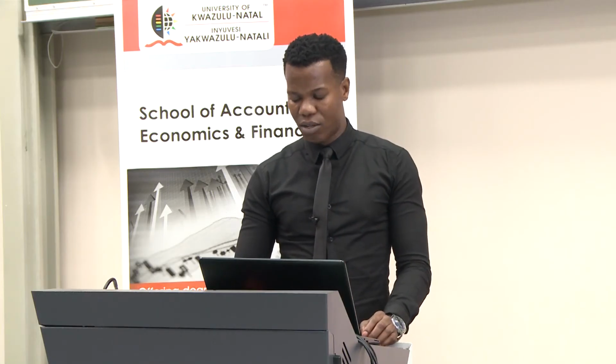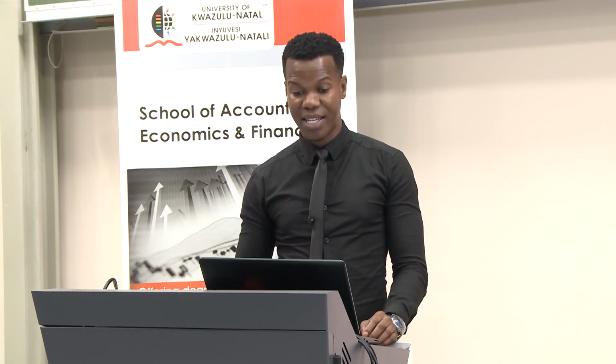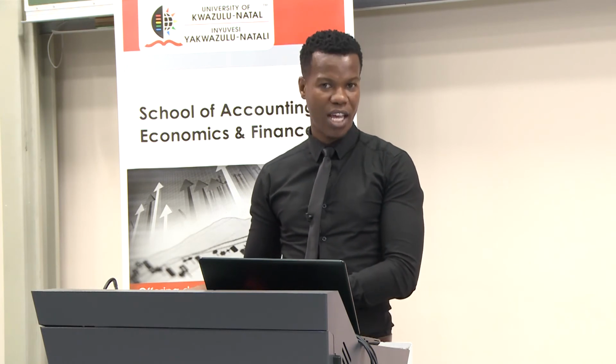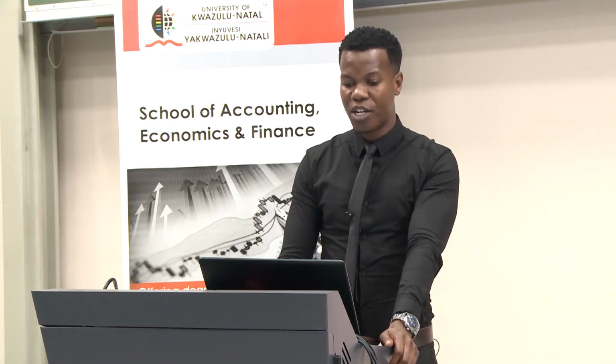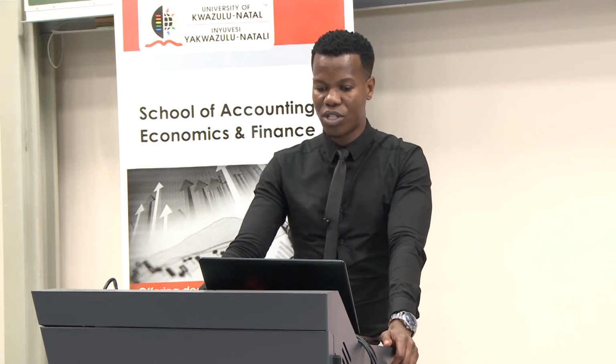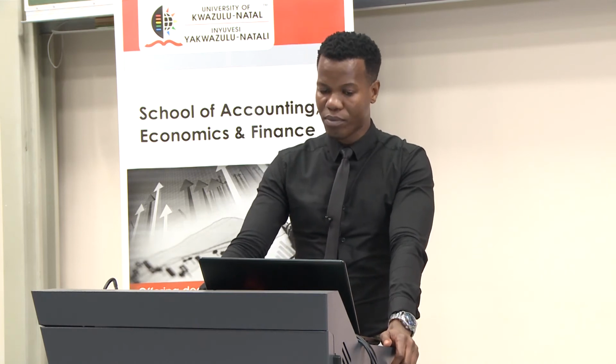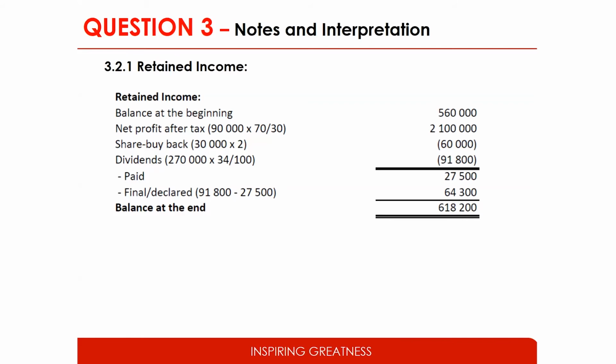Then the next question requires you to prepare the retained income note. Again, these are your notes to your annual financial statements that you will need to understand and know how the entire note is prepared. You are already given the balance at the beginning of the year, and you are already given dividends that have already been paid out during the current year. And those figures are 560 and 27,500. They are already in your answer book.